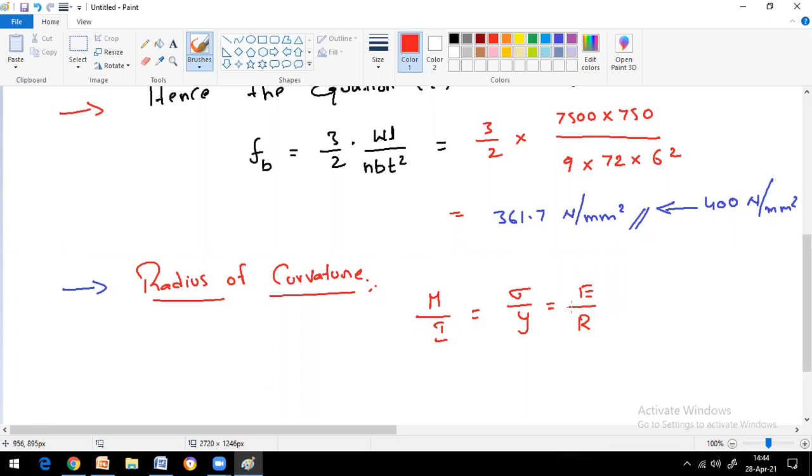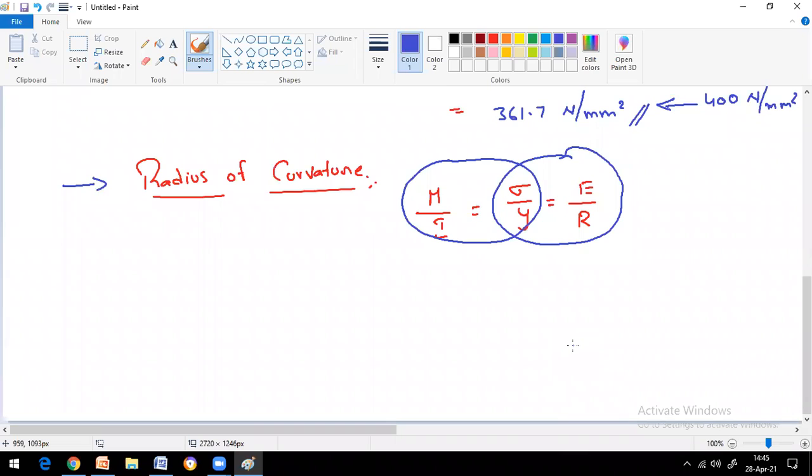Right? Okay. So in this, which parameters will we use to calculate R? We'll go with this combination or this combination. Second part is this or this? Sigma by Y is equal to E by R. Very good. Why? Because you know sigma, which is bending stress. You know Y, which is, what is Y?